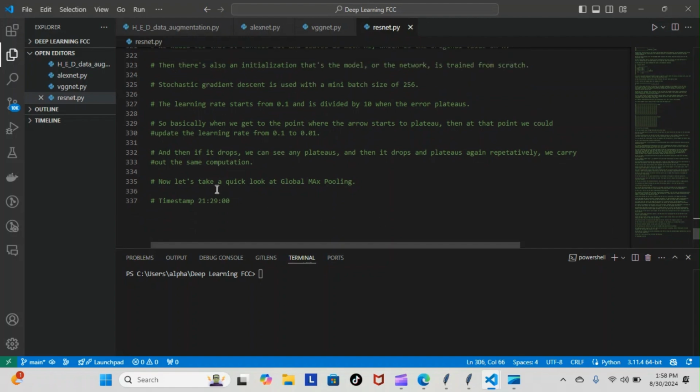The next thing we're going to dive into is a quick look at max pooling and global max pooling. These are all terms that we went over already in previous modules, but I guess we're going to touch on them again just to refresh our memory. So that was batch normalization, and tomorrow we're going to start looking at global max pooling.